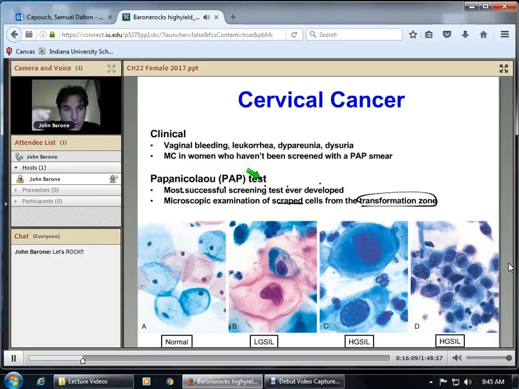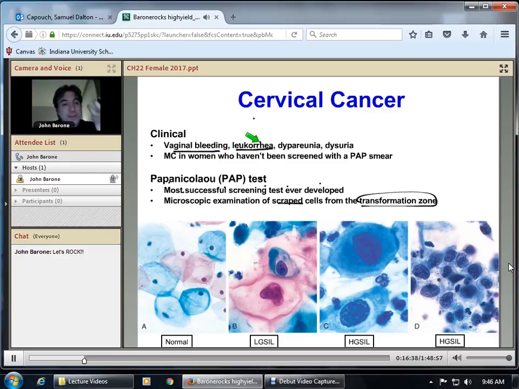We're going to scrape the cervix, look under the microscope at cells from the transformation zone. Now, how did I know to do this? Well, we naturally screen, but of course, if you have cervical cancer, you're going to get symptoms. So you can have vaginal bleeding, usually after intercourse. Because if you have a cervical tumor, when you do intercourse, you're going to bump it, it's going to bleed. So remember, bleeding after intercourse, that's one of the ways cervical cancer presents.